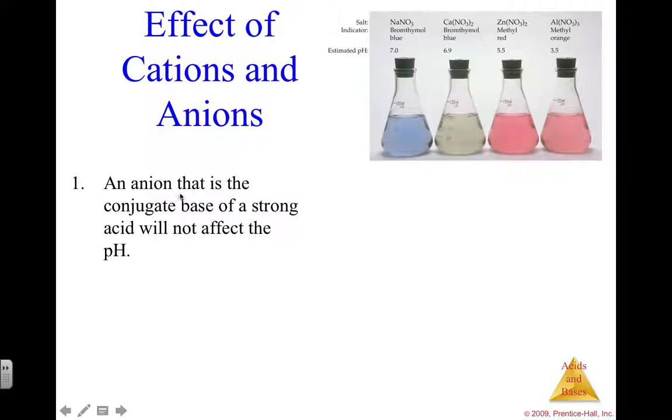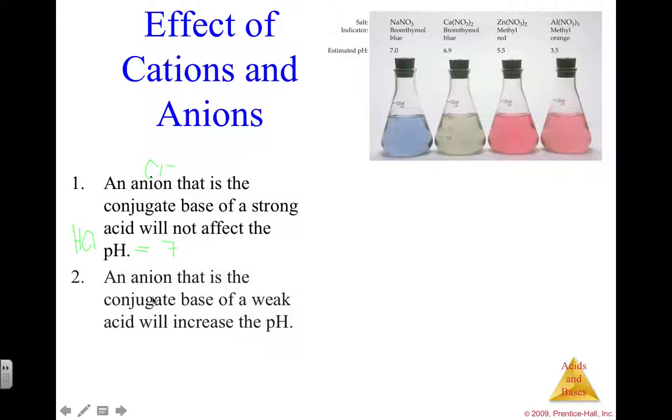So number 1, an anion that is the conjugate base of a strong acid will not affect the pH. So we did talk about this before. For example, what's an example of a strong acid? It would be HCl. So an anion that will not affect the pH would be Cl minus. Any of the conjugate bases of the strong acids will not affect the pH. That means the pH is going to equal 7. So we've talked about that one before.